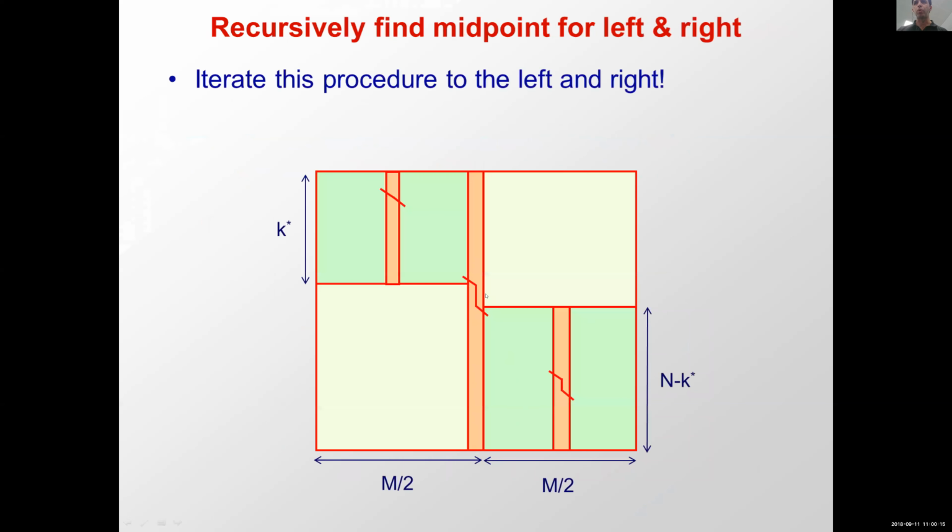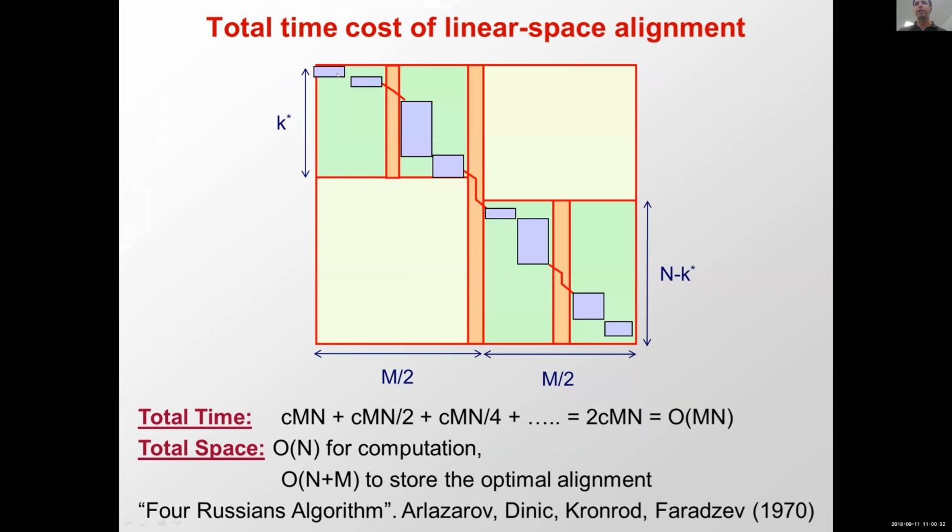Once we know what exact position we're going through at this location, we can store this in a linear vector that remembers, at every position, where the midpoint was that we went through. Then we recursively compute this, effectively finding the midpoint here and the midpoint there, and then the midpoint here, the midpoint here, the midpoint here, and the midpoint there.